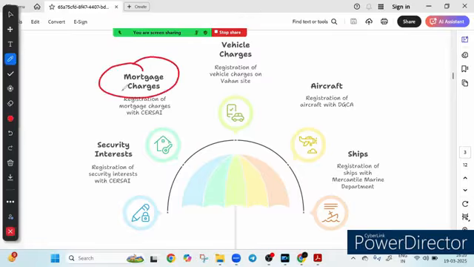Mortgage charge needs to be registered with CERSAI. I think you know CERSAI. That is the Central Registry of Securitization Asset Reconstruction and Security Interest of India. So remember, mortgage charge has to be registered with CERSAI.